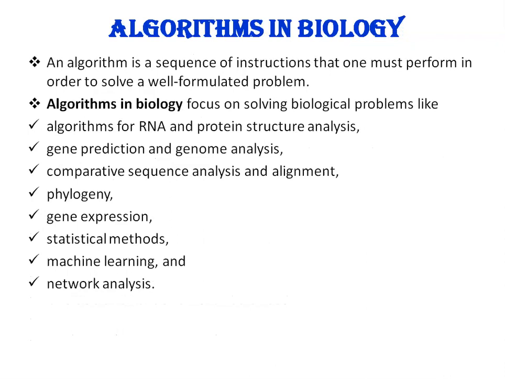Then, algorithms in biology. An algorithm is a sequence of instructions that one must perform in order to solve a well-formulated problem. In other words, an algorithm is a step-by-step description of operations to be performed. There might be more than one algorithm for the same problem. Algorithms in biology focus on solving biological problems like algorithms for RNA and protein structure analysis, gene prediction and genome analysis, comparative sequence analysis, and alignment. Then phylogeny, gene expression, statistical methods, machine learning, and network analysis, etc.